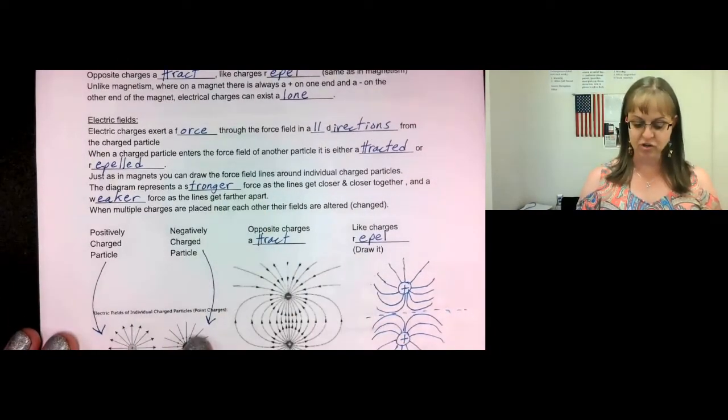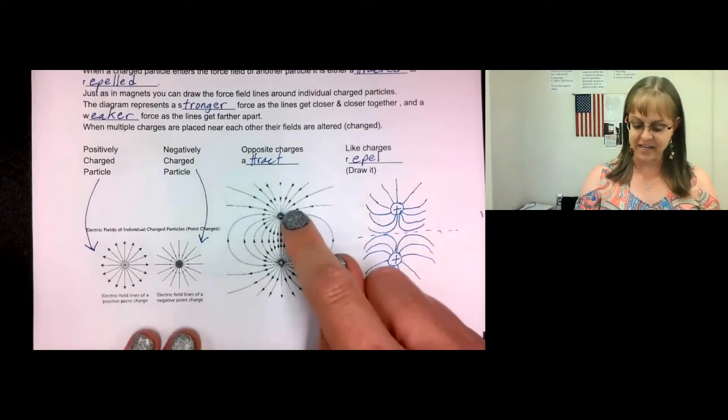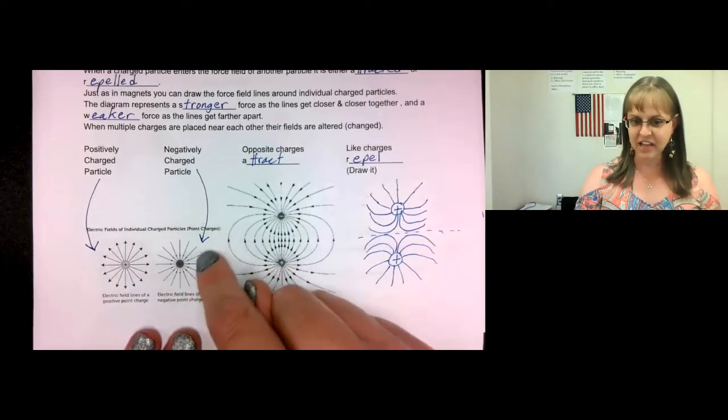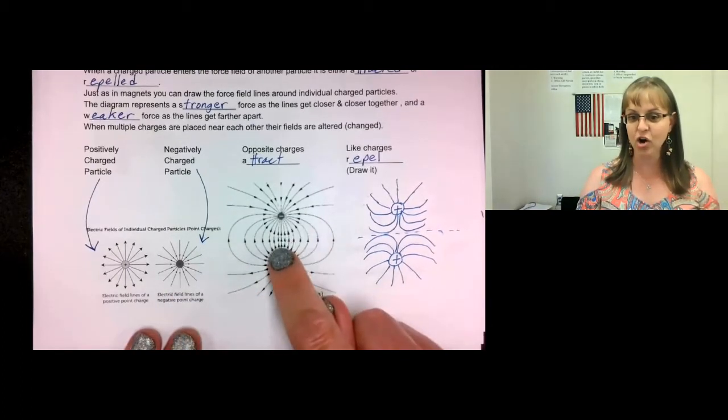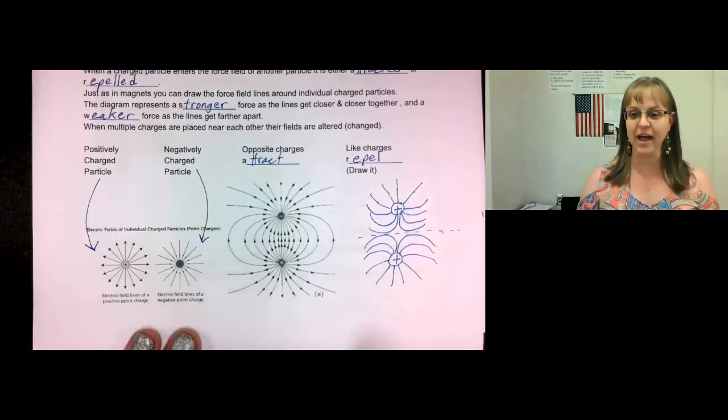When two charged particles get beside each other, they either attract or repel. Here is an example of a negative and a positive attracting. See how instead of the lines going straight out, they curve and attract to each other. That's what happens when the opposites attract.